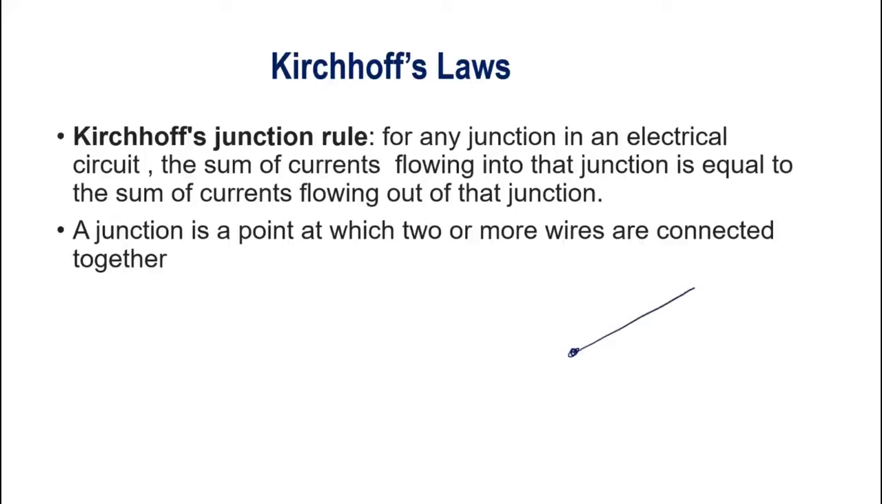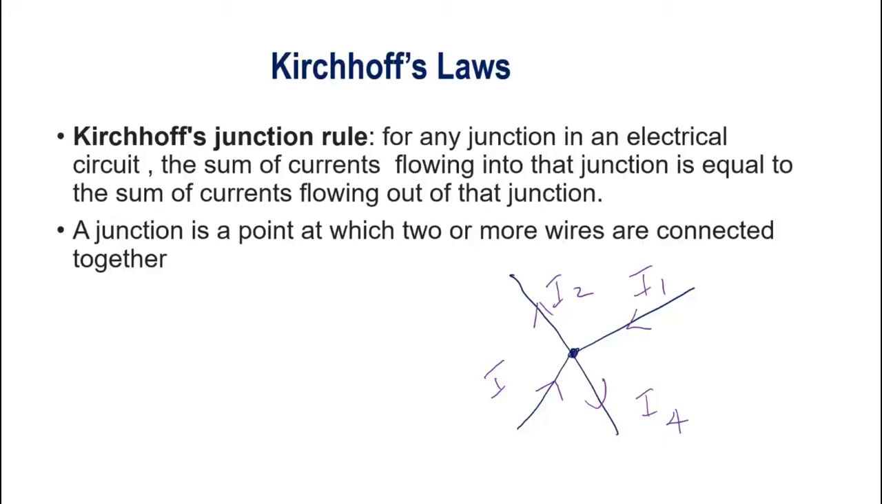Let's say I have this wire, second wire, 3, 4. It doesn't matter how many wires are connected to that junction. It has to be two or more wires. Now, let's say this current I1 goes in. This current I2, let's say, goes out. This current I3, let's say, is going in. And this current I4 goes out.